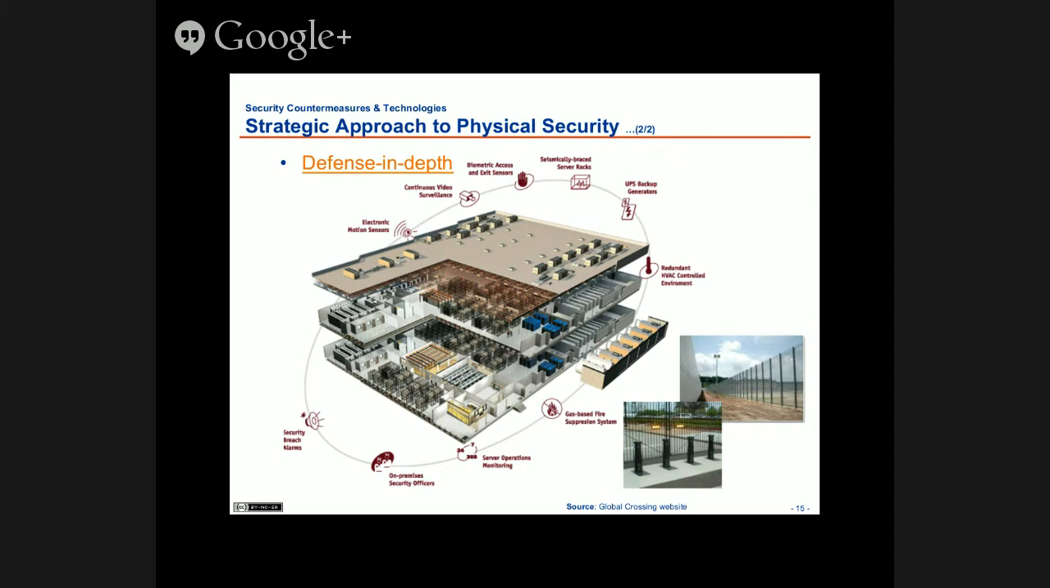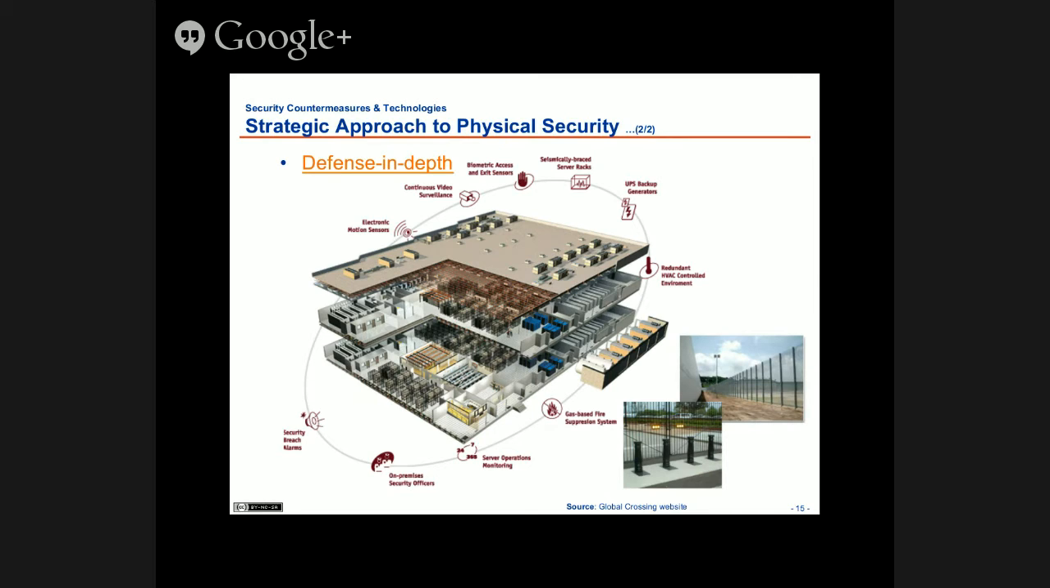And then, of course, you see all these other items. You see on-premises security cameras, security breach alarms, electronic motion sensors, continuous video surveillance, biometric and exit sensors. And then you also have these systematically braced racks as well. So you have a number of these items up.